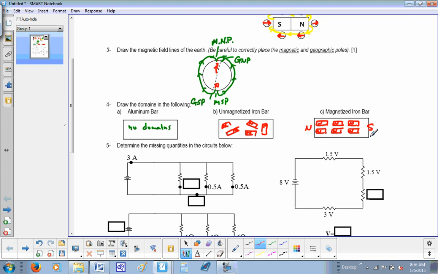So again, just be careful. The more domains that are aligned, the more magnetic the substance. And substances that have these domains are called ferromagnetic, and typically they're iron, nickel, and cobalt. Other substances such as aluminum do not have these domains and are not magnetic.